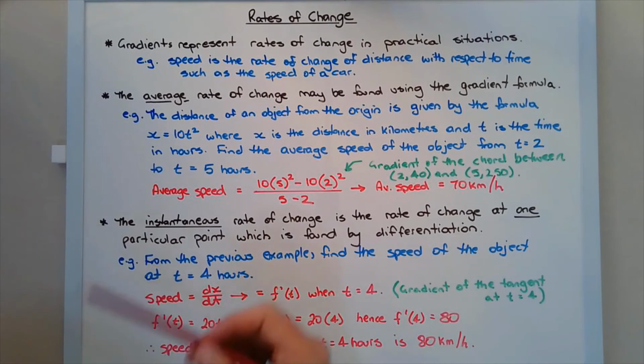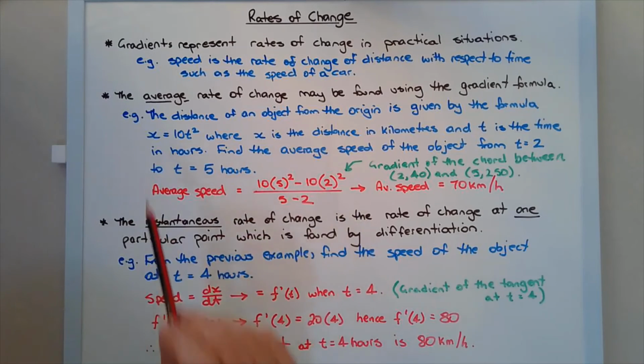So let's look at the previous example. So we'll build on that. So for example, from the previous example, find the speed of the object at t equals 4 hours. So notice we only have now 1 point in time, not 2 points. So the speed is equal to dx/dt, so rate of change of x with respect to time, but the instantaneous rate of change. So f dash of t, so we need f dash of t when t is equal to 4. So that's equivalent to the gradient of the tangent at t equals 4.